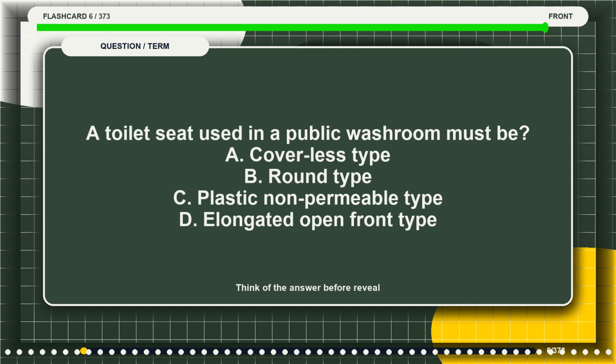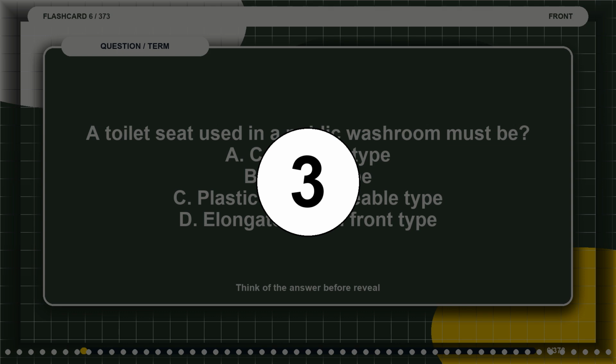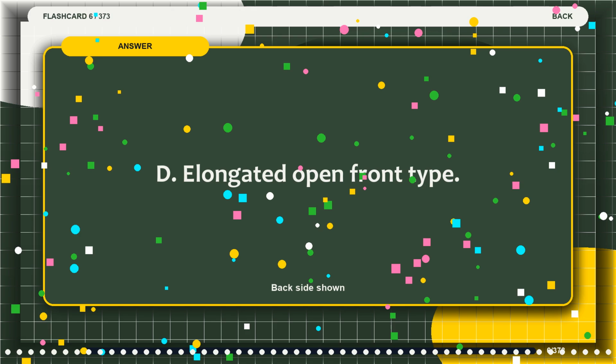Flashcard 6. A toilet seat used in a public washroom must be A. Coverless type. B. Round type. C. Plastic non-permeable type. D. Elongated open front type. Think of the answer before the reveal. The answer is D. Elongated open front type.